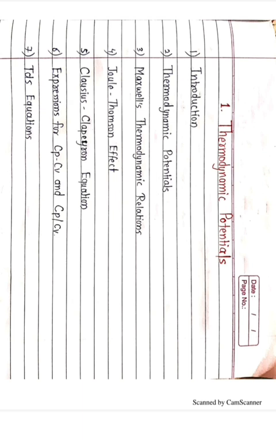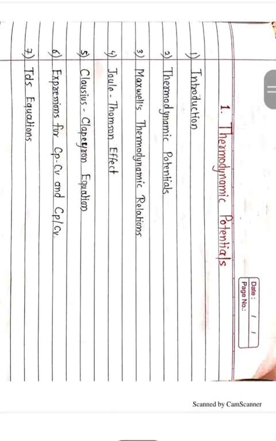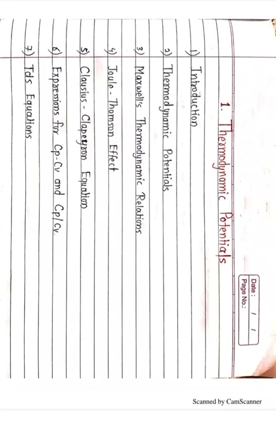Then next one is Joule-Thomson effect. In this point, we will study about the experiment of Joule-Thomson, which depends upon the Maxwell thermodynamic relations. Then next point is Clausius-Clapeyron equation. In this point, we will study about the application of Maxwell's first thermodynamic relation. Then next point is expression for Cp minus Cv and Cp/Cv. Here we will study about the relation between constant pressure and constant volume.